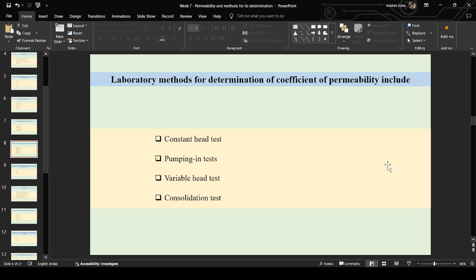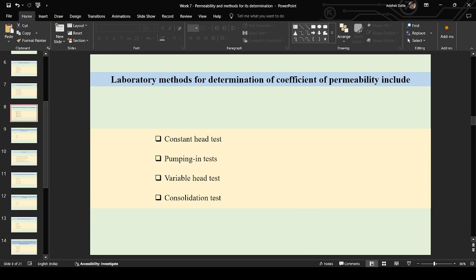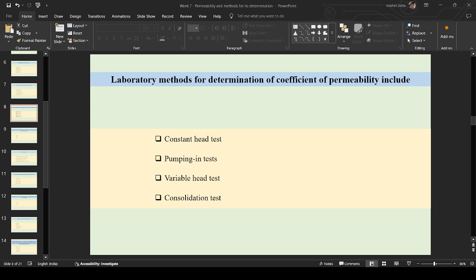You have learnt about these tests, right? Constant head, variable head, pumping in, consolidation tests. There's another one, pumping out tests, I think. Have you learned about these things or have you heard about these tests? Yes, sir. Yeah. Again, like the previous classes, I think only one person is responding.